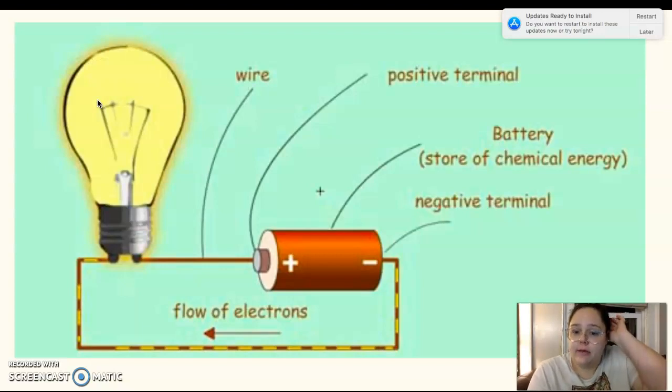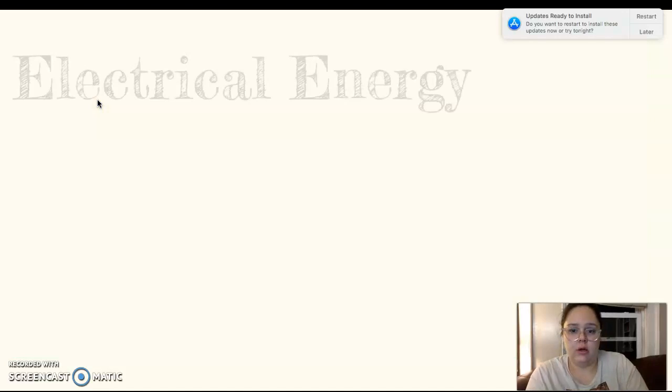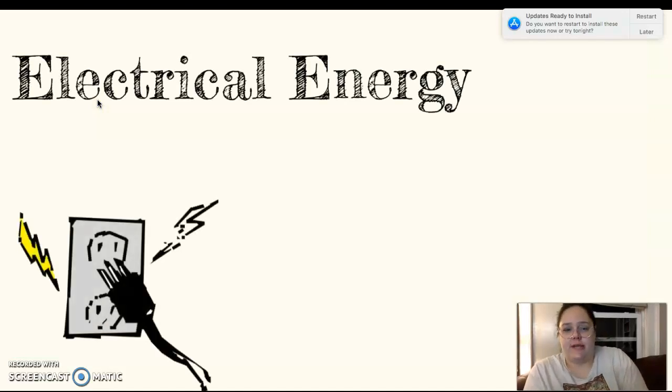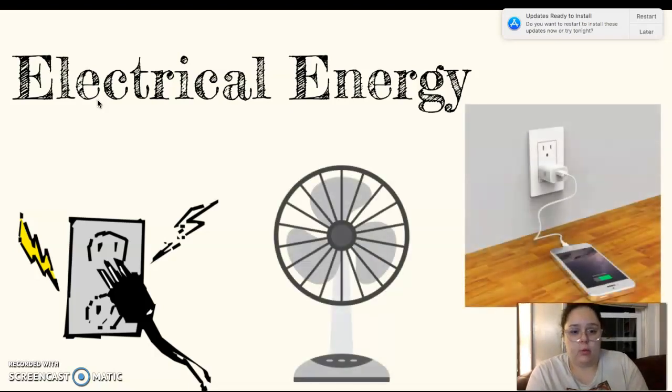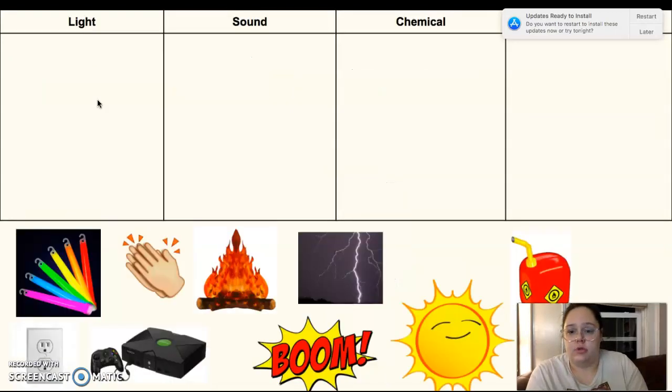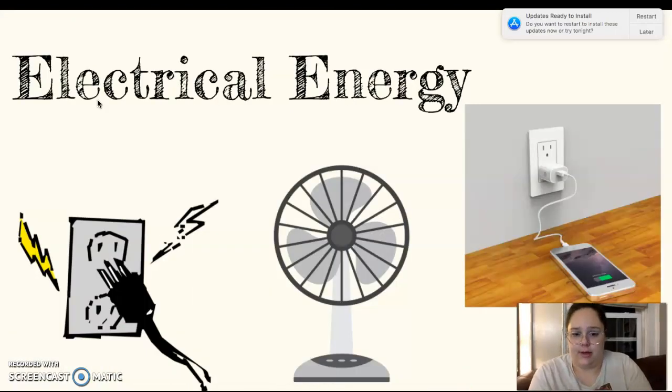Same with the battery. So we have our positive and negative part of the battery. The battery itself is storing chemical energy, and when those electrons are flowing, it's creating mechanical energy, and we use batteries for lots of different things to create power, to create energy. Electrical energy is anything that gets plugged into an outlet, anything that we use electricity for. So a fan, when we charge our phones, those are all types of electrical energy.